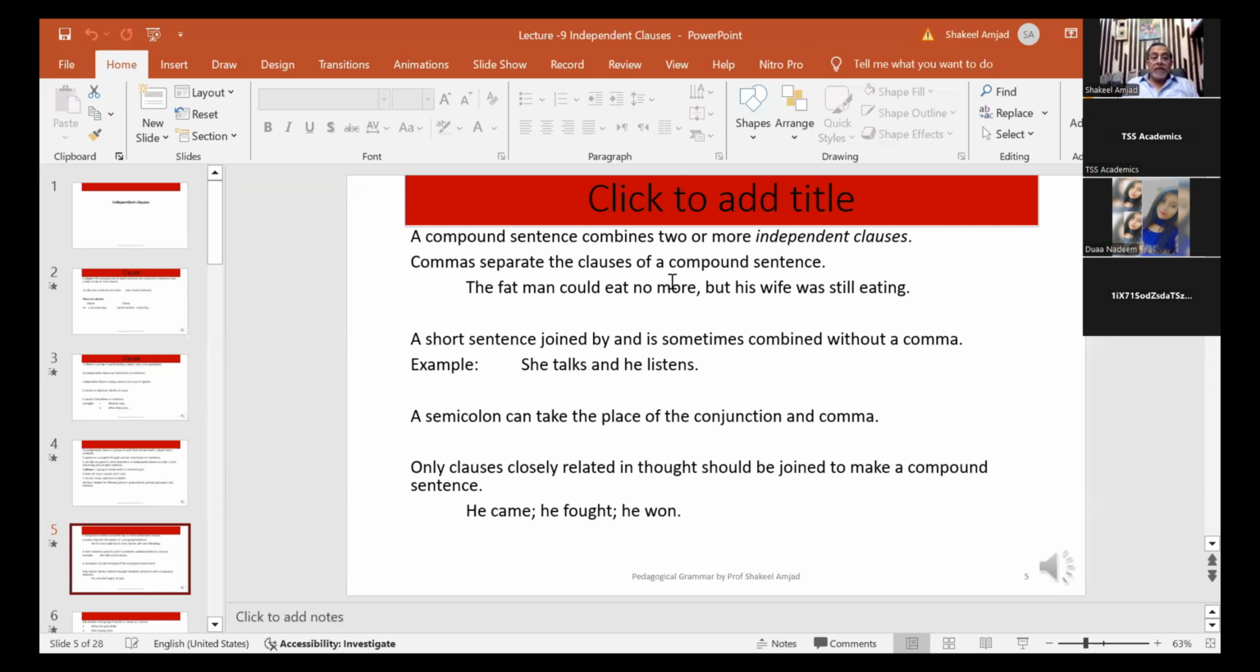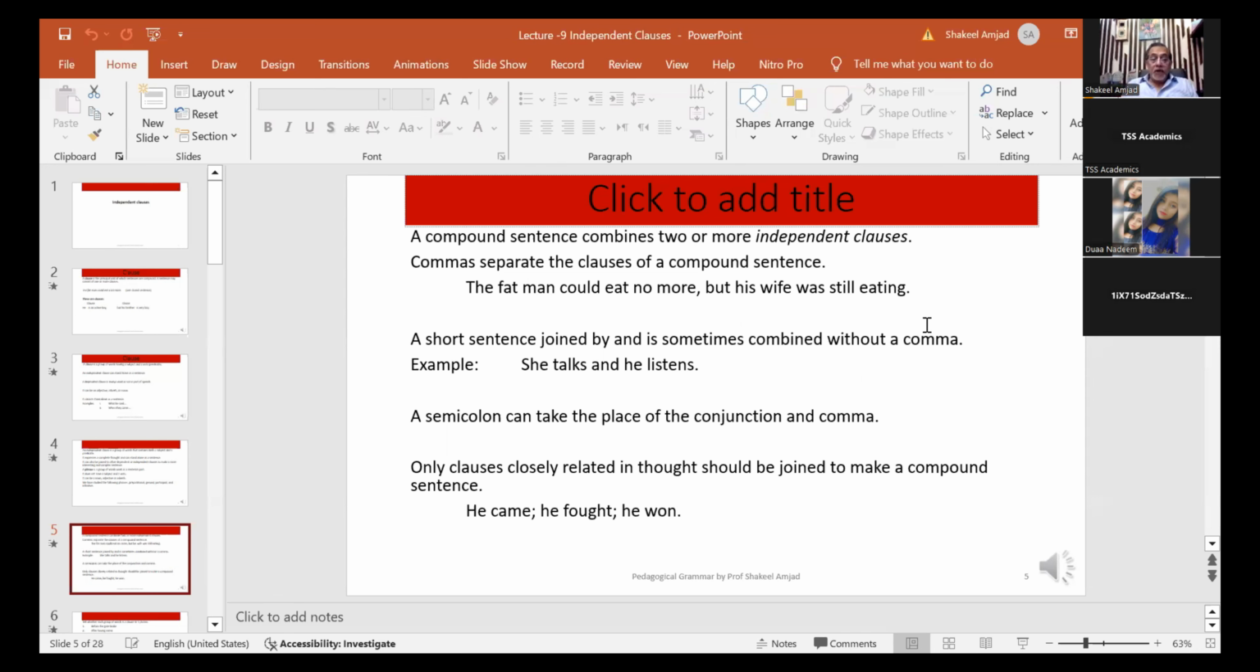A compound sentence combines two or more independent clauses. Commas separate the clauses of a compound sentence. The fat man could eat no more, but his wife was still eating. It means she is not fat, right? So maybe both are fat.